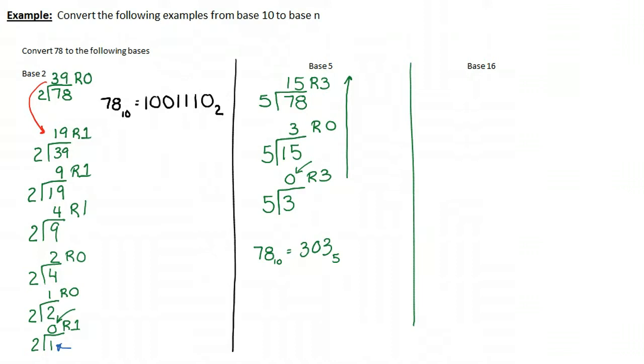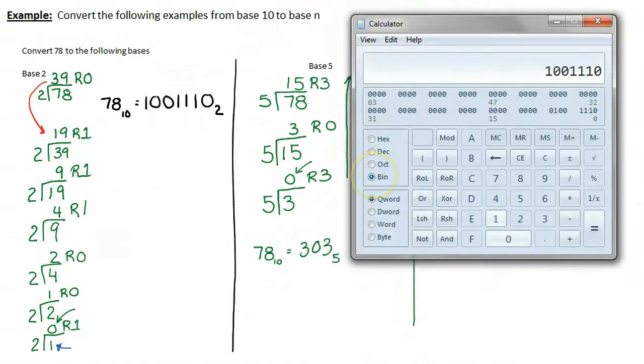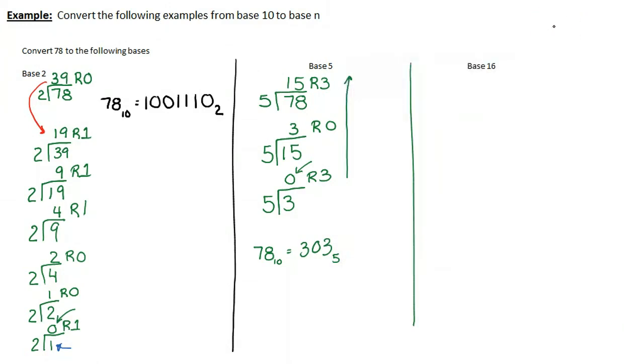Unfortunately, you can't check that one as easily on the calculator because there isn't a base 5 on here. Now let's do base 16. I chose base 16 very deliberately, and let's see what that purpose is. If I take 78 and divide that by 16, 78 divided by 16, I'm going to get 4, and then I want the remainder, and I get 14.